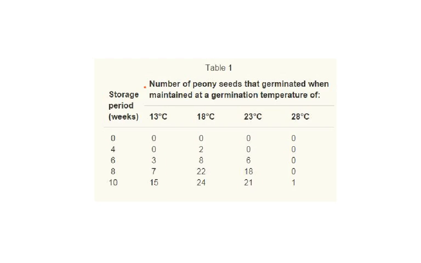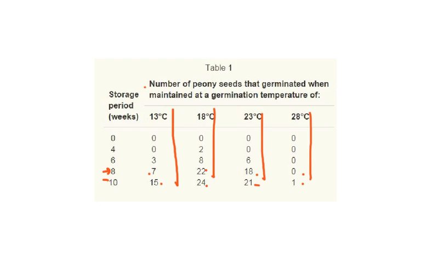Other things to consider are looking across at the same amount of storage, let's say 8 weeks. If I look at the different temperatures they were allowed to germinate at, at 13 degrees, I had 7. At 18 degrees, I had 22. At 23 degrees, I had 18. And at 28 degrees, I had 0. Going down to 10 weeks, I had 15, 24, 21, and 1.